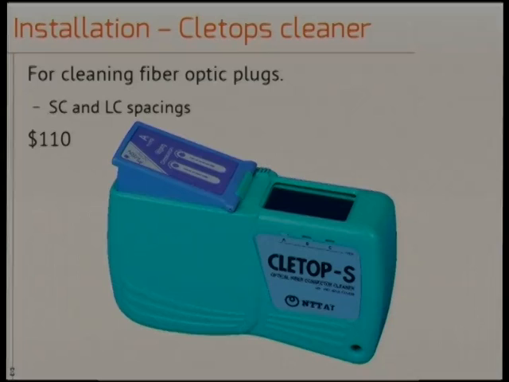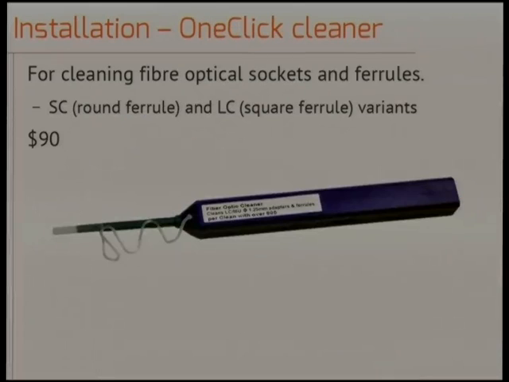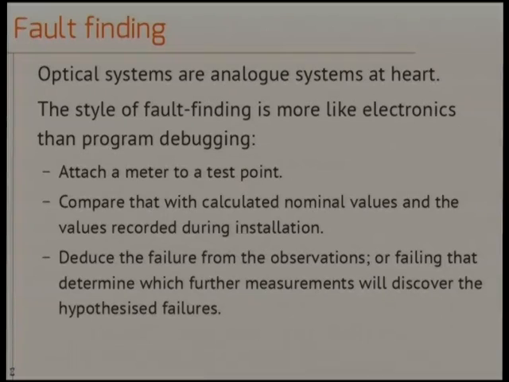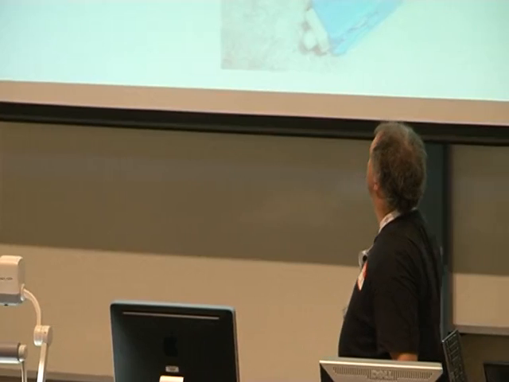As I said, we clean everything. I think the next photo takes a while to come up because it's a big one. We clean the ferrule with that one. And so, as I said, they're electrical systems, so we fault find like we do with electrical systems. What's the level of light I expect at this point? Measure it. Is it what I expect? All right. Then I hypothesize that the fault is blah. That means if I measure here, then I can confirm that theory.